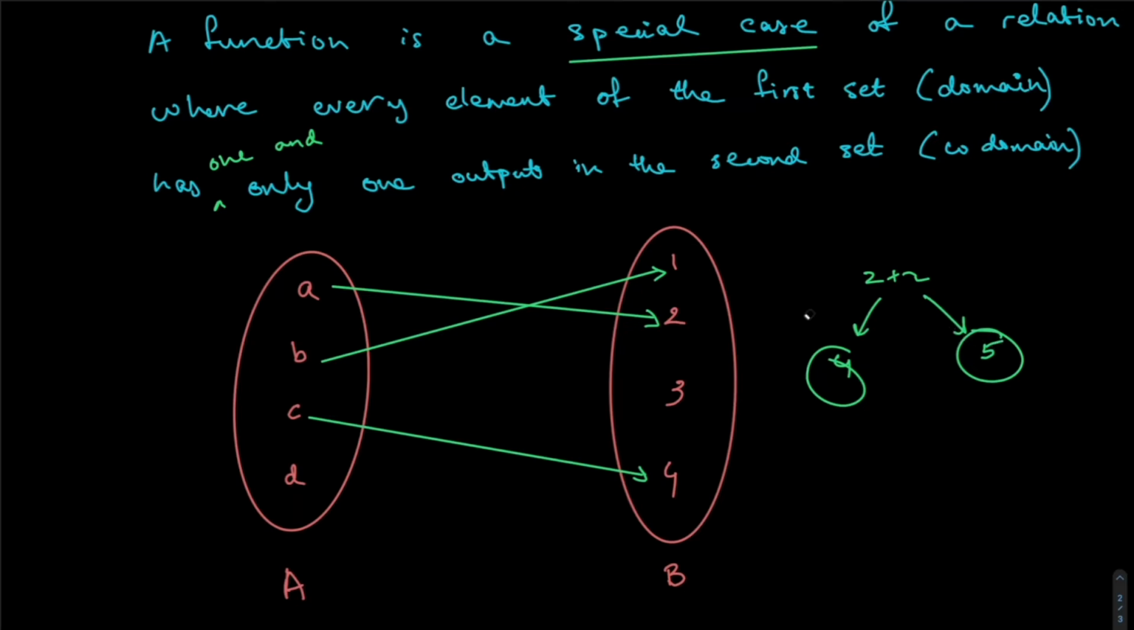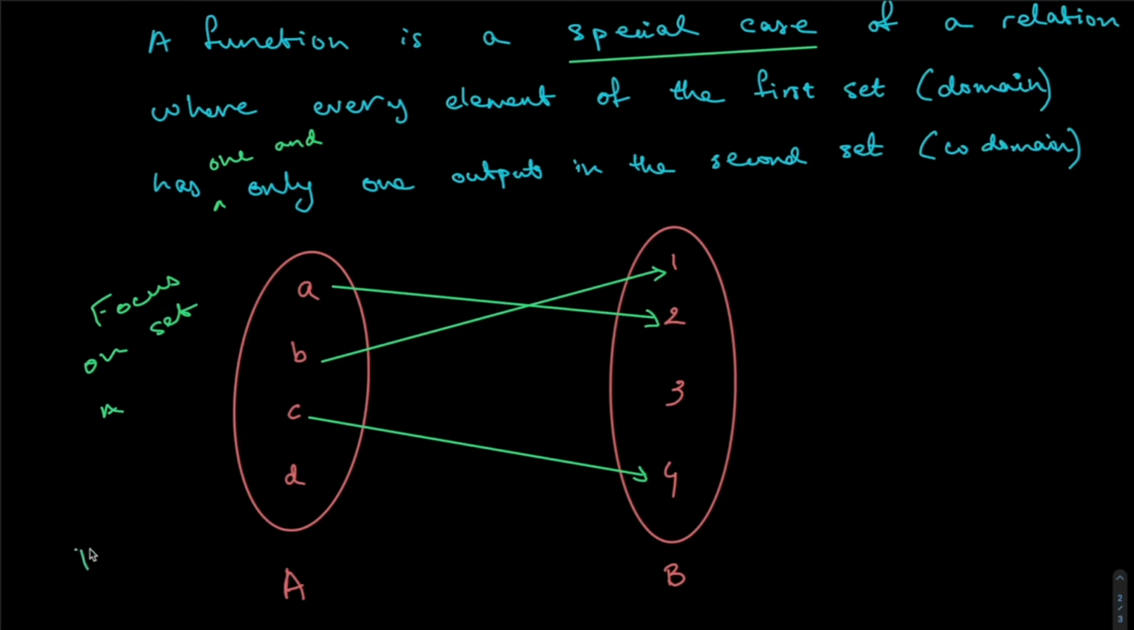So we only need one definite value. That's what matters. And again, we're only focused on set A, which is our domain. This is our domain. We don't care about what's happening with set B. We only care about what's happening with set A.